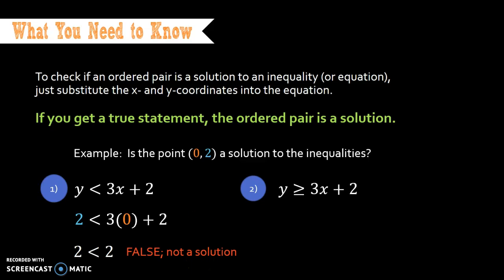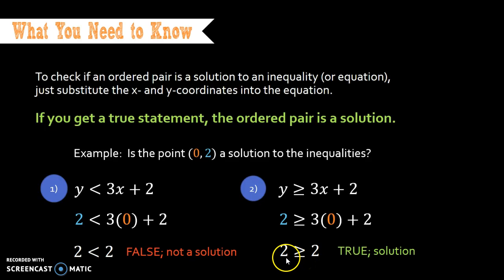Let's check it in number 2. We're going to again substitute in the 2 and the 0 into their appropriate variable places and use our order of operations to simplify. 2 is greater than or equal to 2. This is a true statement because of the line underneath our inequality symbol. That means we can be equal. 2 is equal to 2. So this is a true statement, which indicates that our original point that was given to us is a solution to the inequality number 2 over here.